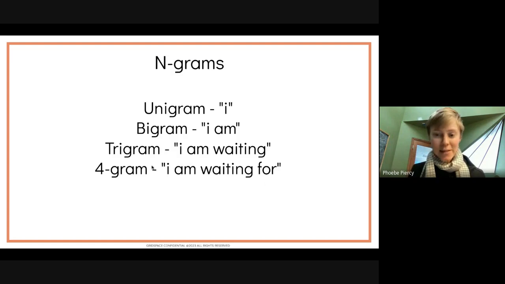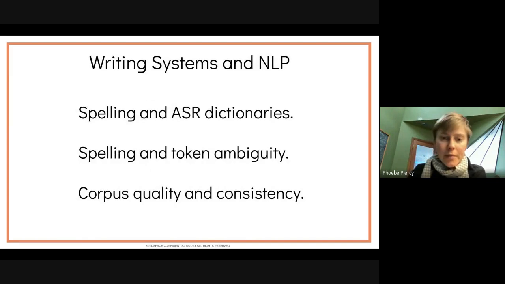The sentence "I am waiting for", for example, actually contains two trigrams: "I am waiting" and "am waiting for". It also contains bigrams: "I am", "am waiting", "waiting for". So this is quite a common way of building up context in NLP models and just a term to look out for.